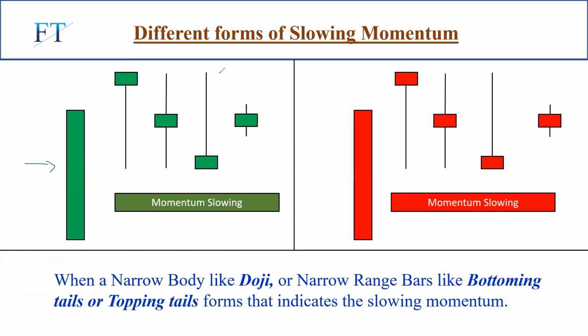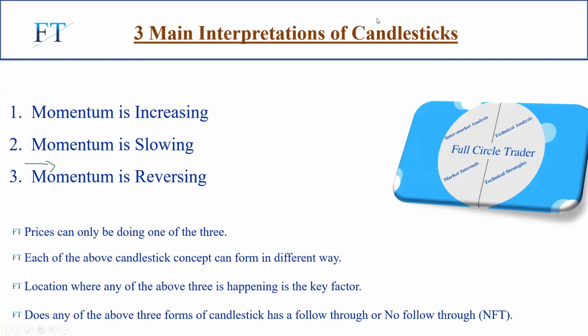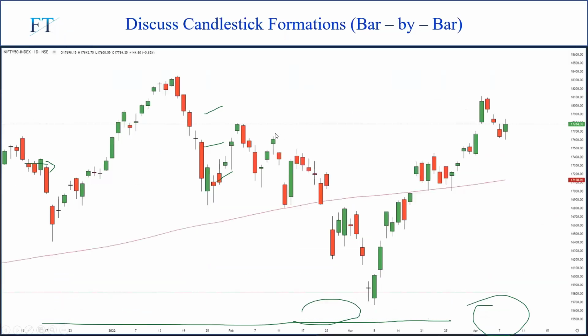Give me a moment here. I think it was this point here when I was talking about how either of these candlestick concepts has formed, but does it have a follow through or no follow through, right? So what we have seen in that chart here is that the momentum is in the control of buyers, but does it have a follow through?